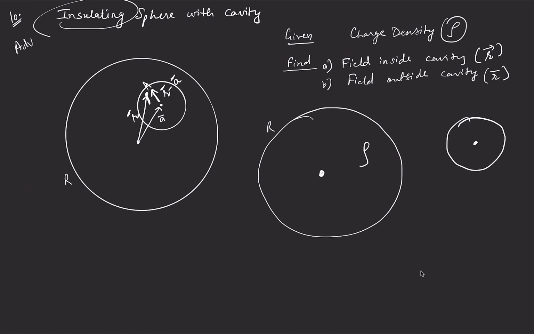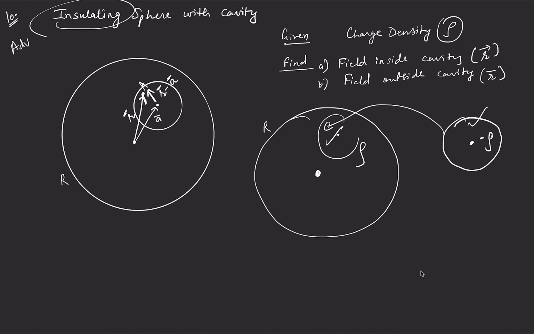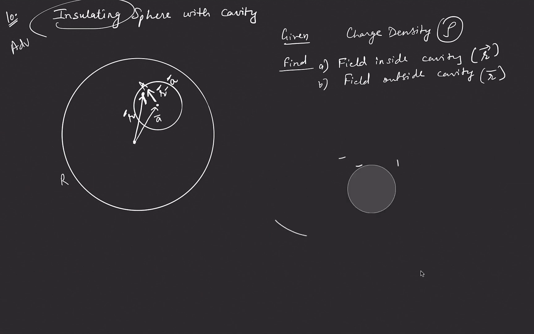So this has charge density of rho, and this has charge density of minus rho. We'll assume that these two spheres superimpose, and we will calculate the field due to this sphere and the field due to this sphere, which will give us the total field at this point A. So basically we calculate the field due to both of these spheres, which will give us the field at point A.